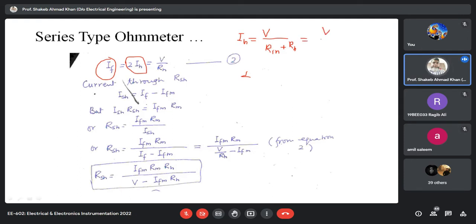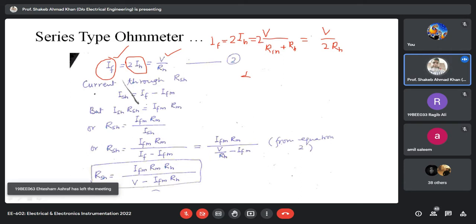IH is equal to V upon 2RN, or 2RH, whatever. So we can write IF is equal to V upon RH, because IF is equal to twice of IH. So it will be twice of this and twice of this. So that will lead to this relation.